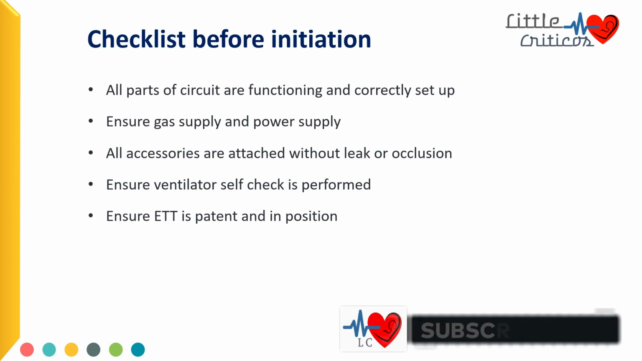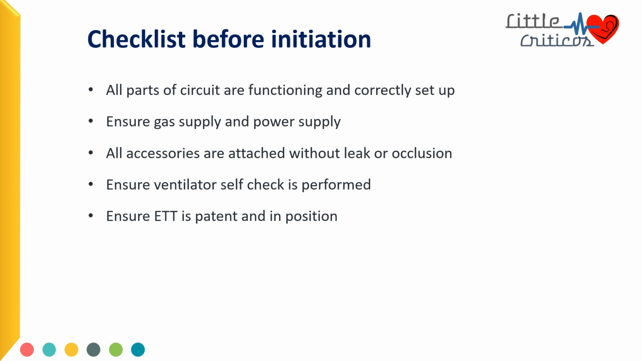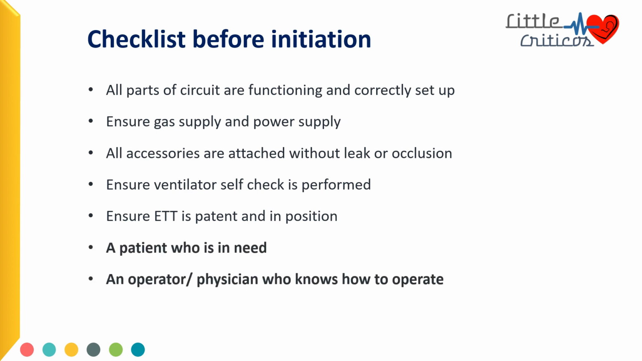The following is a simple checklist that we need to ensure before initiating ventilation. All parts of circuit are functioning and correctly set up. Ensure that the gas supply and power supply is adequate. All accessories are to be attached without any leak or occlusion. Ensure that the ventilator self-check is performed. Ensure the endotracheal tube is patent and in position. Finally, a patient who is in need and an operator or physician who knows how to operate the ventilator.